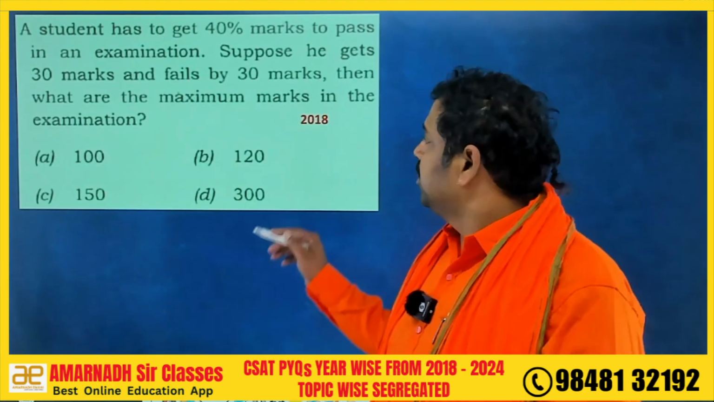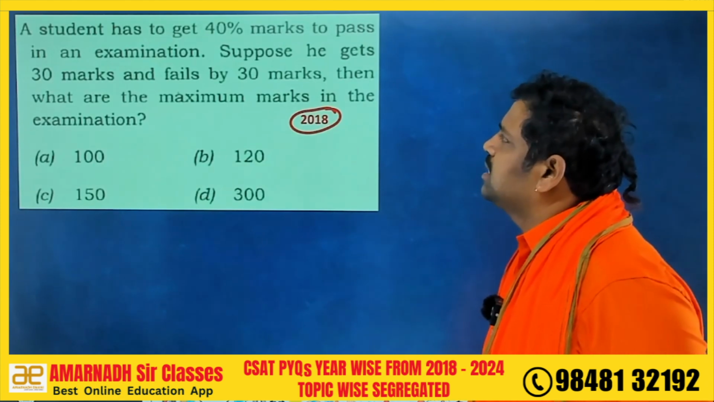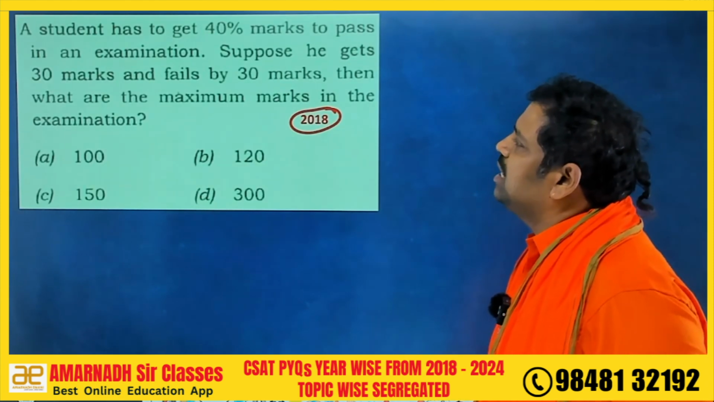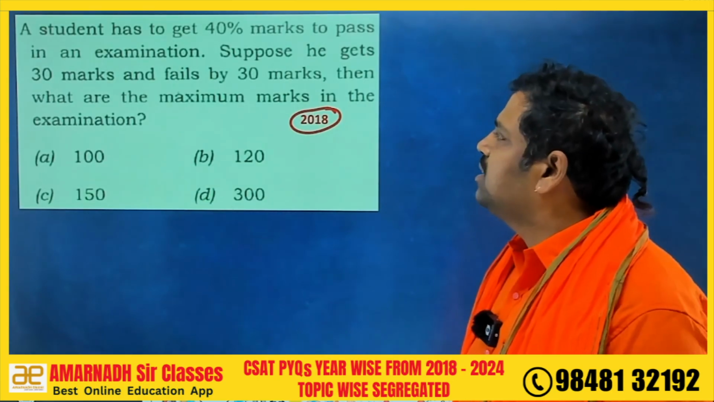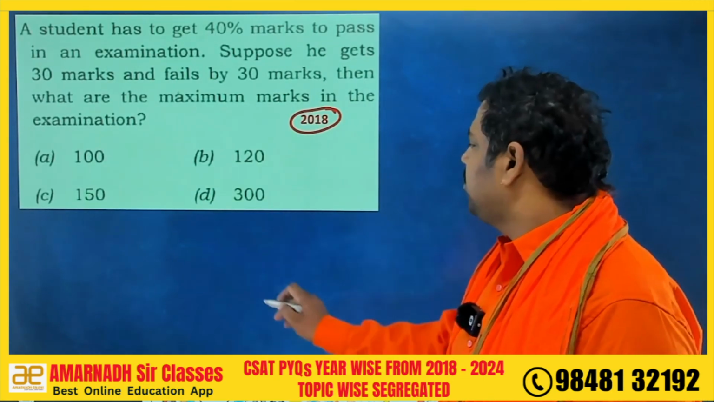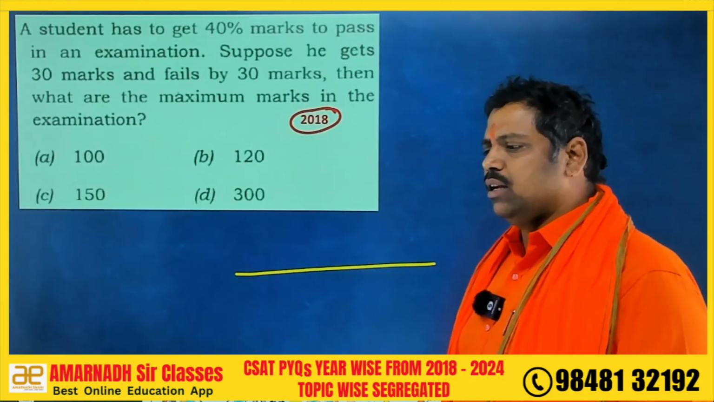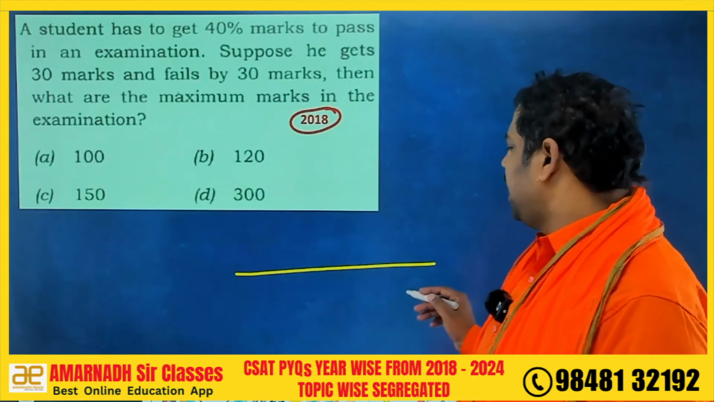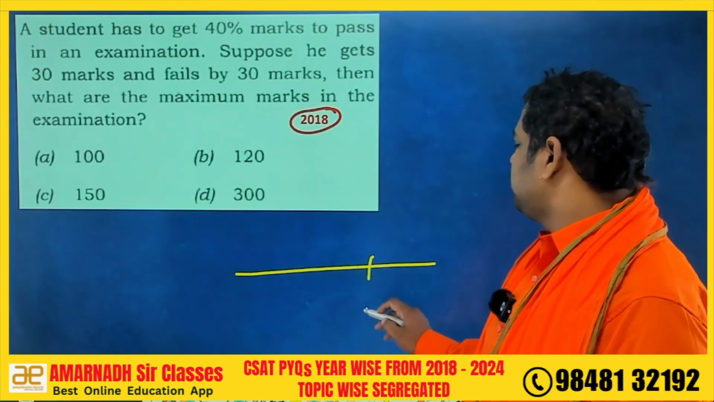Okay, 2018. A student has to get 40% marks to pass in an examination. Suppose he gets 30 marks and fails by 30 marks. Then what are the maximum marks in the examination? That is a simple question, very simple question. Straight away question from our classroom, right? Okay, good. To visualize the question in the best way, let us draw a line. Okay, these are the pass marks.